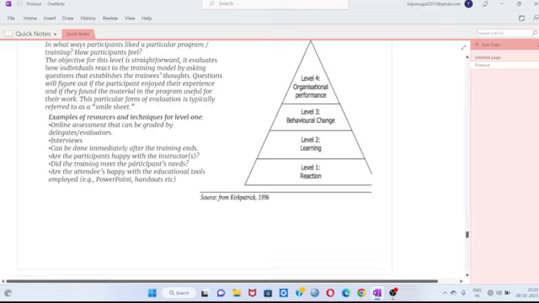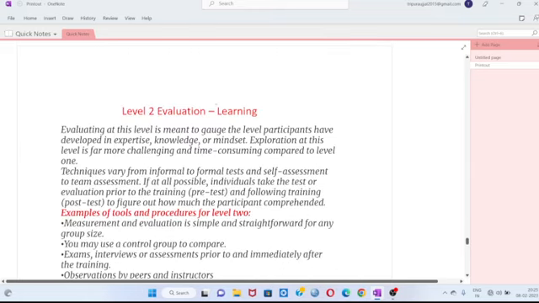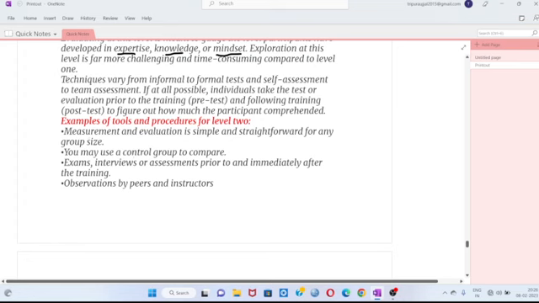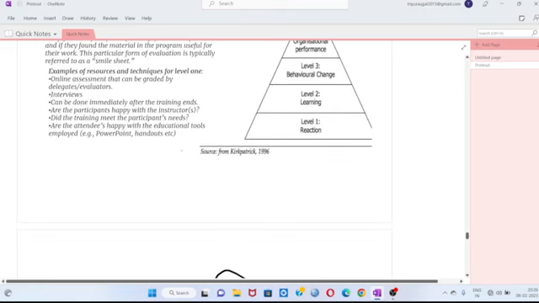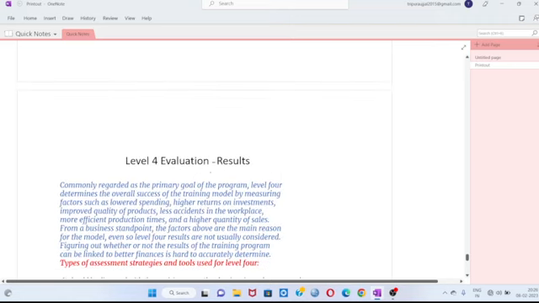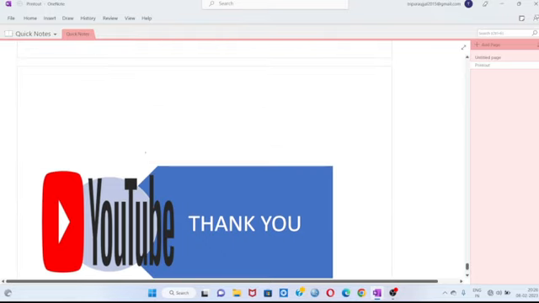This is checking the impact. So reaction is checking their reaction, and then evaluating what they have learned: knowledge, expertise, anything else. The third one is transfer. Transfer means what they have learned, whether it changed anything in their behavior. The last one is the result: what changes came, whether there is a control group, whether they have benefited. Okay.